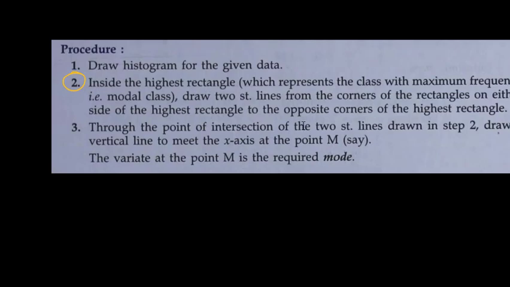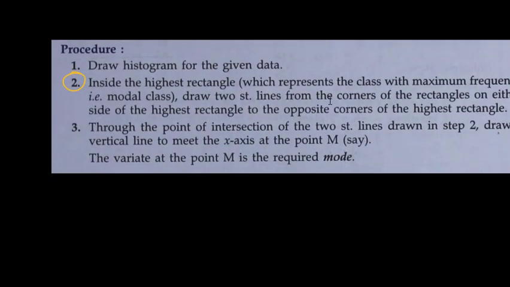What is the model class? Draw two straight lines from the corner of the rectangle on either side of the highest rectangle to the opposite corner of the highest rectangle. Now what it indicates: draw two straight lines from the corners of the rectangle on either side of the highest rectangle to the opposite corner of the highest rectangle.